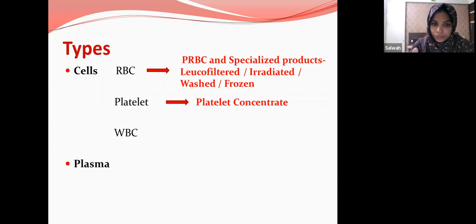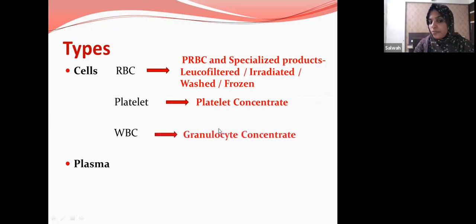Now coming to platelet. We have platelet concentrate and platelet rich plasma. Platelet concentrate is separated within 6 hours of collection of blood. As I already told, platelets have maximum function at room temperature. So it has to be separated before keeping the blood inside the cold chain, that is 2 to 8 degrees Celsius. So before going into the blood bank refrigerator itself, the platelet has to be separated, and it is stored at 20 to 24, that is at room temperature, to maintain its function. Then we have WBC, that is granulocyte concentrate, which I'll come to in detail.